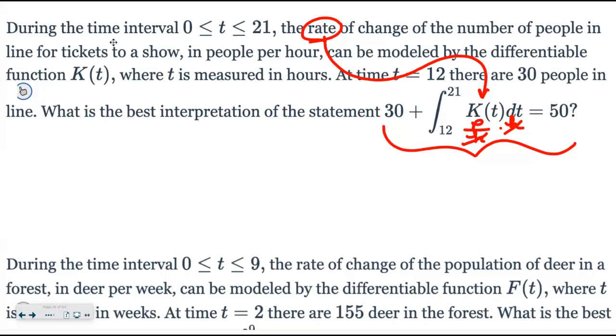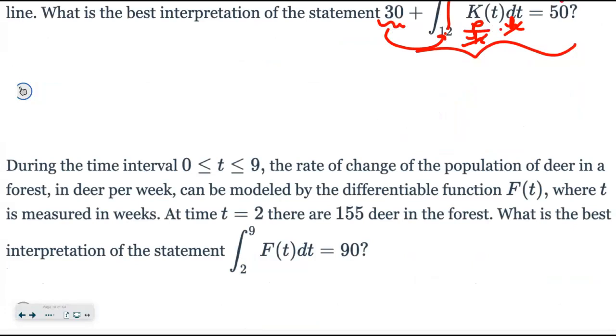There were 30 in line at time t equals 12. So I would consider that the start of the accumulation. So it started at 30 and then accumulated up to 50. So that 50 represents 50 people what? 50 people in line, correct? And then you need the time at the end of 21 hours. Perfect.